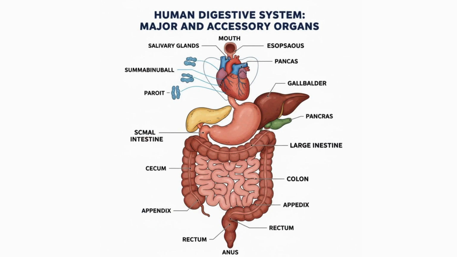So in the human digestive system, the major and accessory organs can be defined. It starts from the mouth, then esophagus, then gallbladder, pancreas, large intestine that ends with the colon, appendix, rectum, anus, and on the left side there will be the salivary glands, right? Parotid, small intestine, cecum, and appendix. So this diagram shows the major organs of the human digestive system.